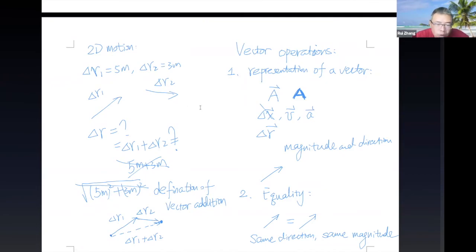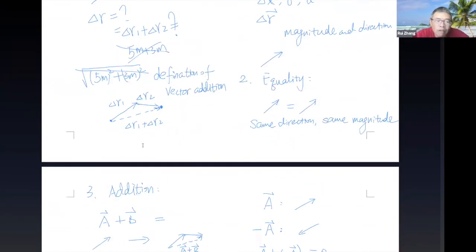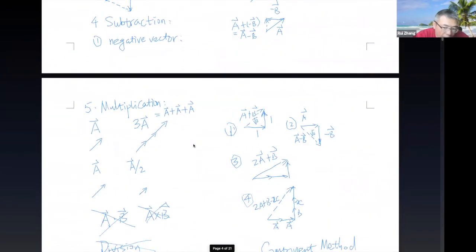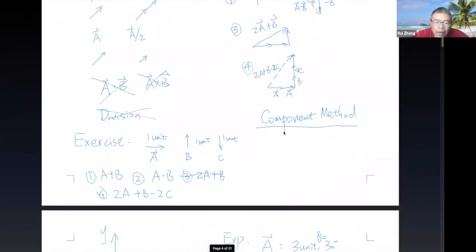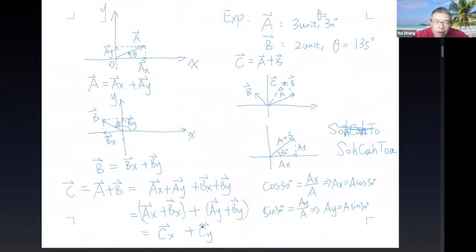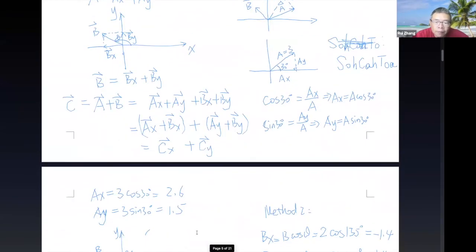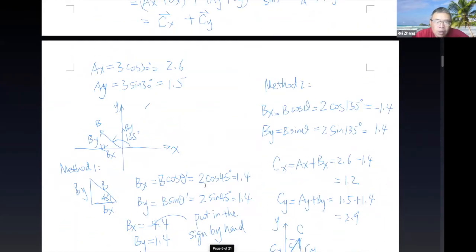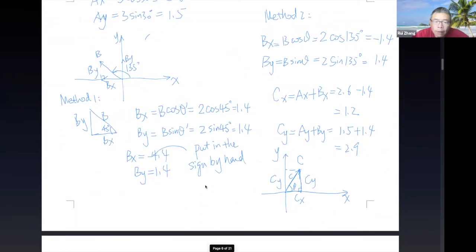And then we developed a specific rule of adding two vectors geometrically by connecting them like this, or algebraically by using the component method to get the number. Basically, we find the components first, and then we add the x component together and y component together to obtain two components of the sum. And then that might be the final answer, or we may go back to find the length and angle of the sum. Okay, and we did some examples here.